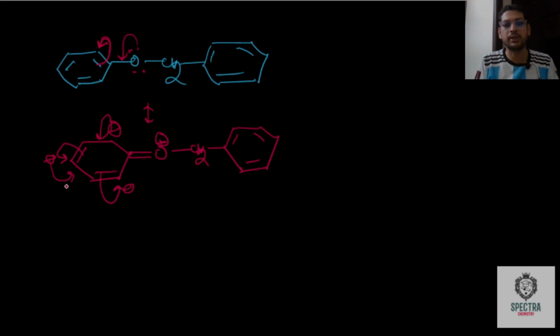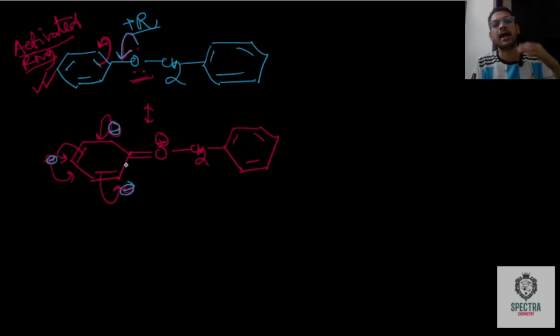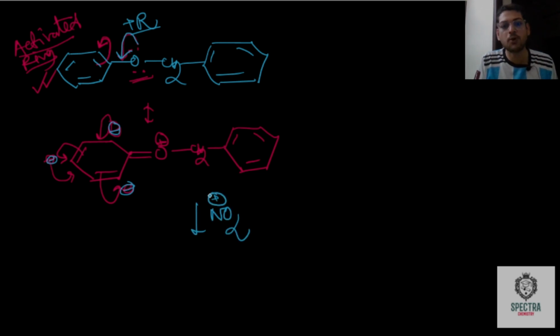After doing this, we can say that this ring is actually an activated ring. Sir, why is it an activated ring? Because it is adjacent to this oxygen, and this oxygen is showing plus R effect. Plus R effect means electron pushing by resonance. It is giving electrons by resonance, and in this ring the negative charge density is increased. As negative charge density is increased and ultimately you want to react this with NO2 plus, obviously the reaction will be more feasible now.